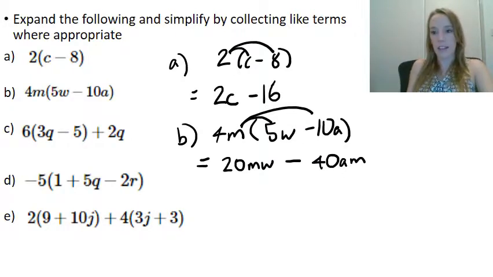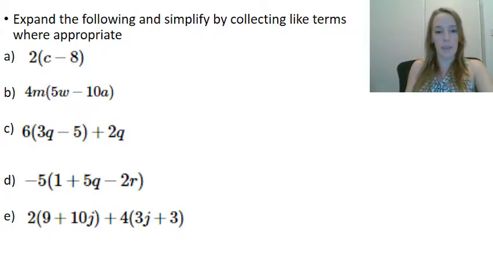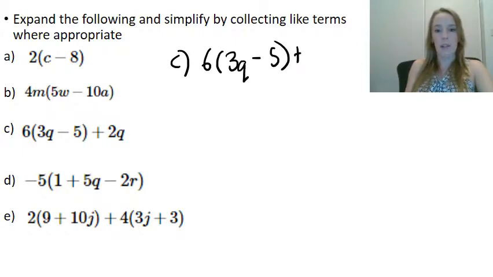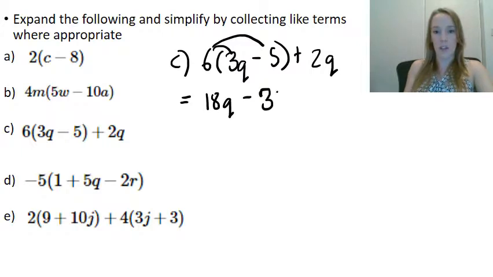Okay, so I'm just going to clear this screen and I'll do C. For C, we've got 6 outside the brackets, 3Q take 5 plus 2Q. For a start, we're just going to ignore this 2Q and we're going to do the claw like we've done for all the others. So 6 times 3Q is going to give us 18Q. Take 5 times 6 is going to give us 30 plus 2Q.